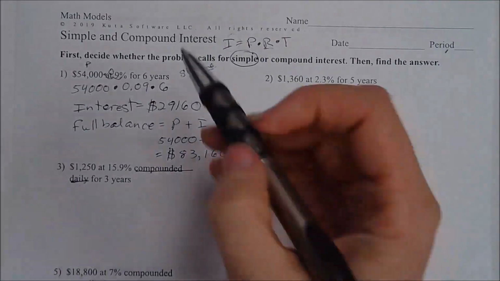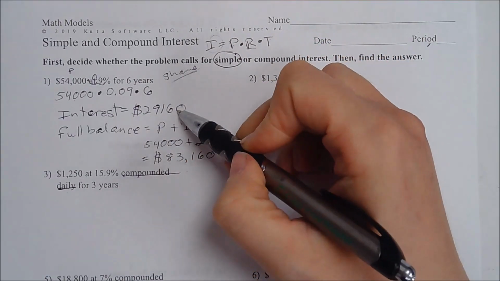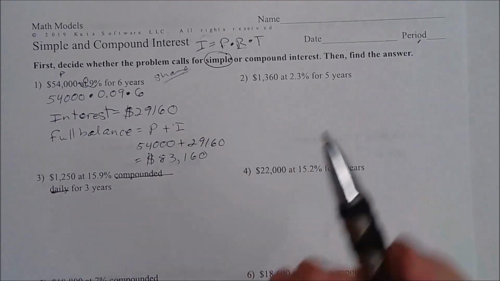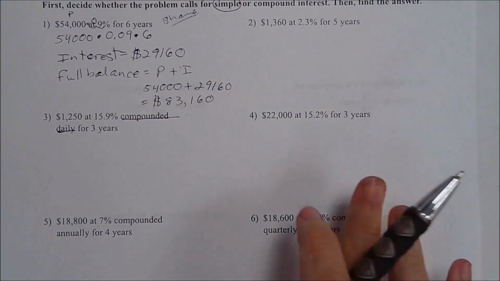Okay, so that's simple interest. It's just principal times the rate times the time. That gives you the amount of interest. Then to find the full balance, take principal plus interest. And there you go. Now let's look at compound interest.